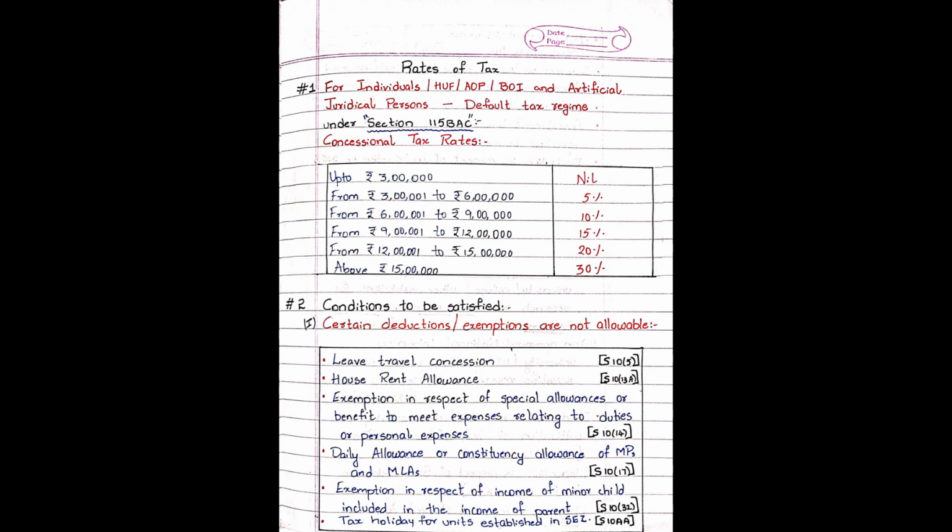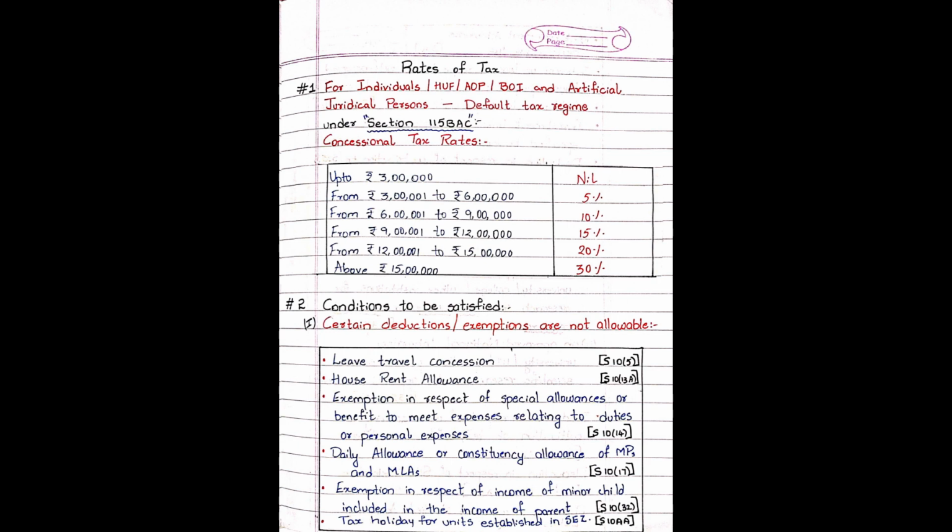First comes individual, HUF, AOP, body of individuals, or artificial juridical person. For these assessees, they can either pay tax under the default tax regime under section 115BAC at concessional rates, or they can pay tax as per the normal provisions of the Annual Finance Act. Coming to the default tax regime under section 115BAC, the concessional tax rates are as follows.